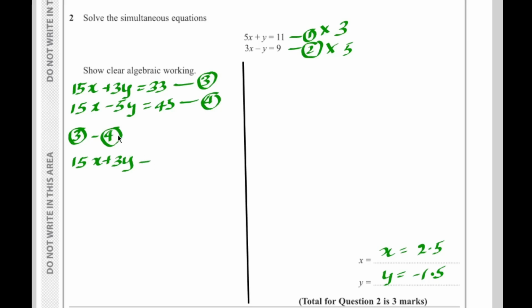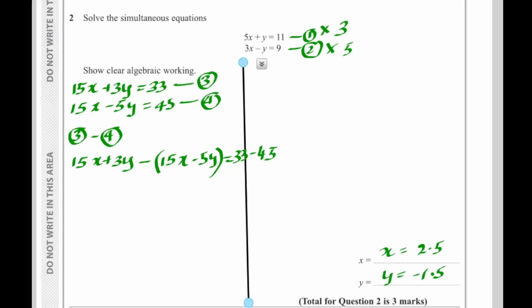Then this one says again fourth equation. So get everything in the fourth equation. Remember, when you are writing the fourth equation stuff, always open a bracket. 15x minus 5y. Now close the bracket. Then third equation, which is 33, minus fourth equation, which is 45. Right? So we are done with that one.